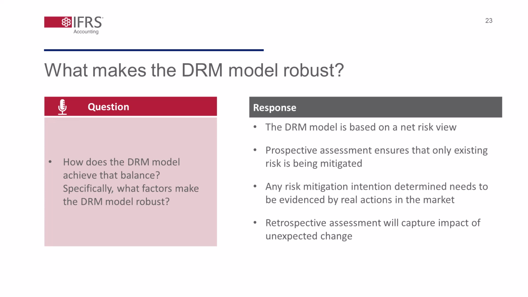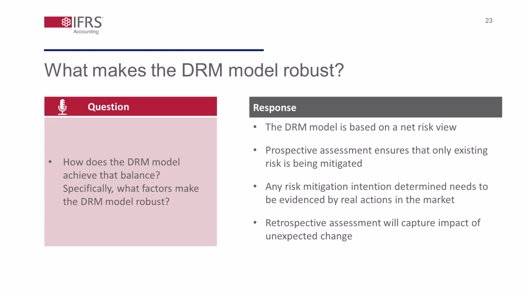Thank you for explaining these DRM elements. We understand the objective is to enable entities to better reflect their strategies and activities, and that's why the IASB made some further refinements to better represent the risk management views and activities in the DRM model. But could you also elaborate how does that balance with the discipline and the robustness in the DRM model?